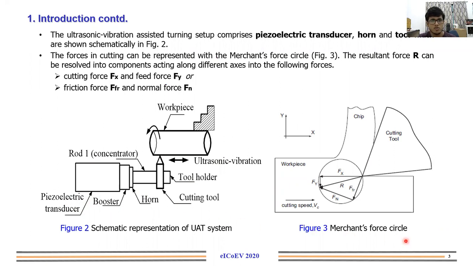Explaining Merchant's force circle over here, the tool cuts the workpiece, and the resultant force represented by R here can be divided into two forces in two different ways. As you can see, it can be divided into a cutting force and a feed force, and the second way to divide it is into a friction force and a normal force. In this paper, we are going to focus on the friction force and the normal force, as we want the friction coefficient of this process.